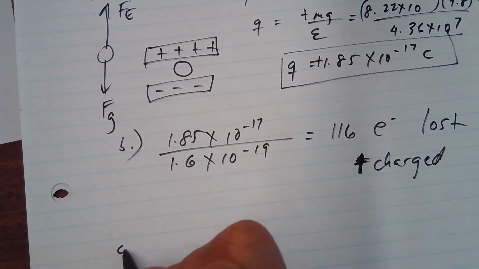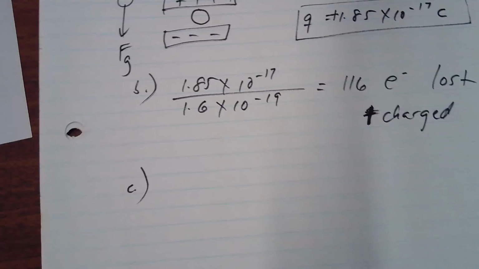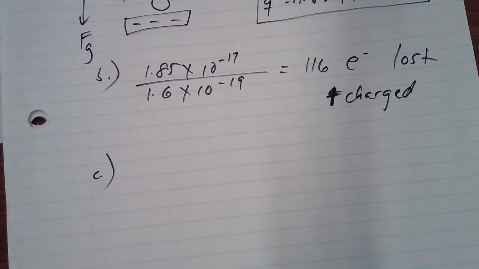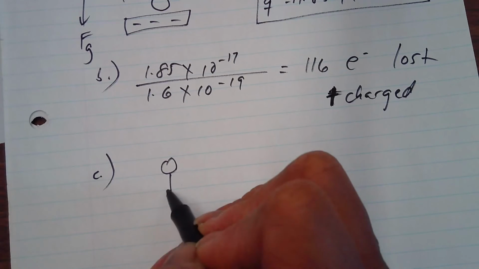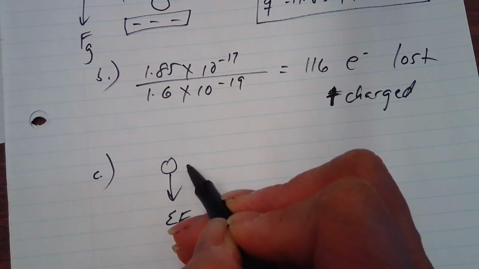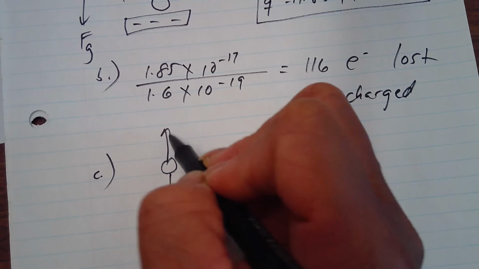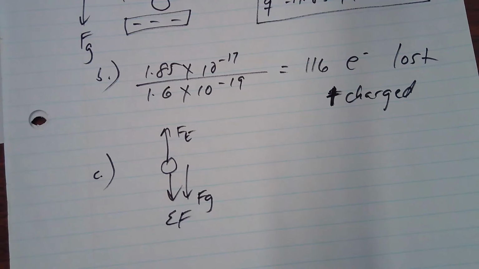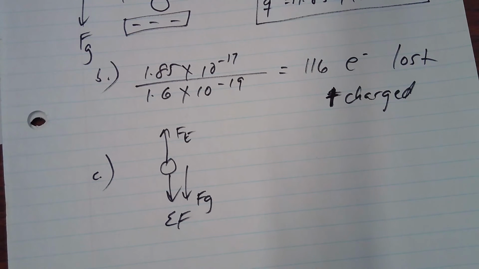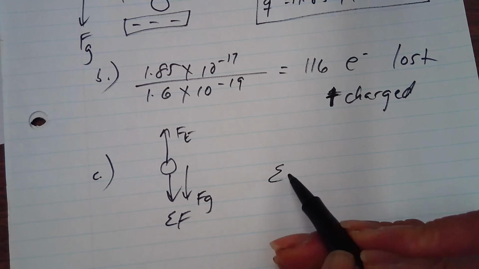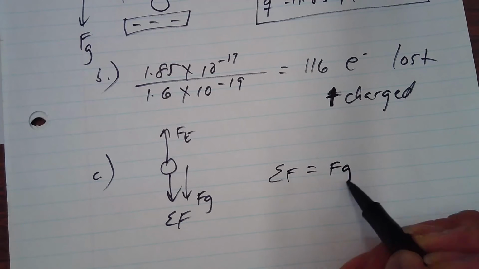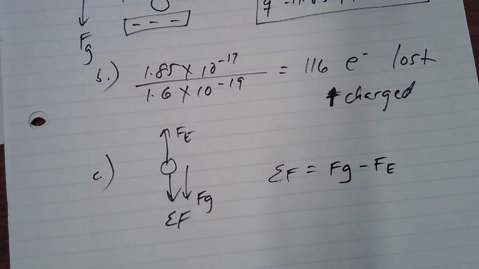Okay, so what about C? Suppose that the oil drop is now experiencing a downward acceleration. So now it's gonna go net force down, right? You still have your Fg down, your Fe up, so you've got net force going down. Calculate the electric force. All right, so our net force now is Fg minus Fe.